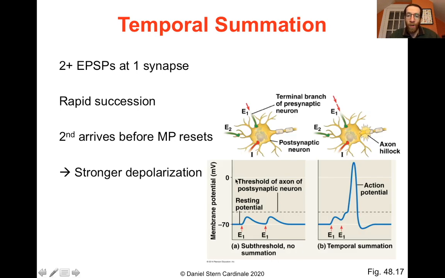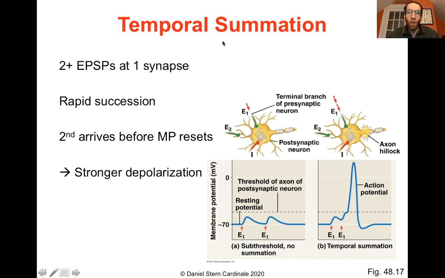So in this left figure right here, we have two signals that are arriving some distance apart from each other in time. This scale here is milliseconds, so it's not a lot of time difference, but it's enough time for the first depolarization to dissipate before the second signal arrives. In this situation, no action potential results because neither EPSP on its own is sufficient to hit that threshold potential. So we have signal 1, depolarization, it resets, then signal 2, and it resets.